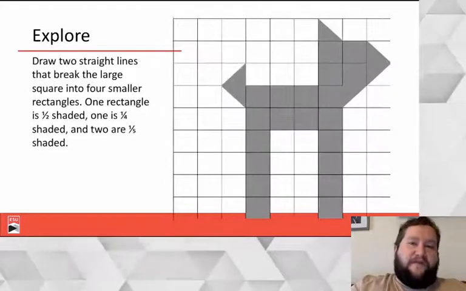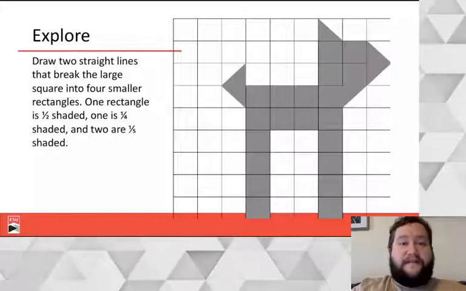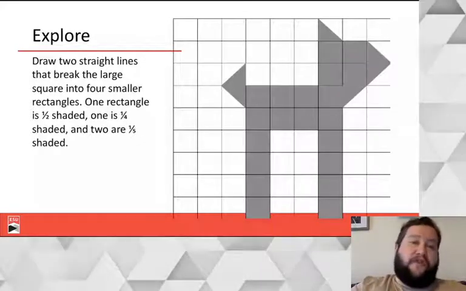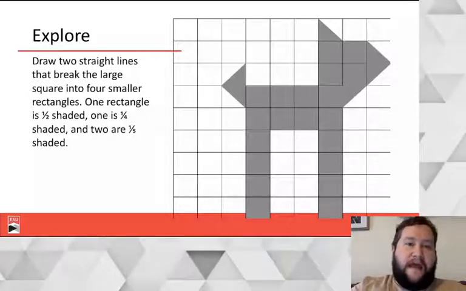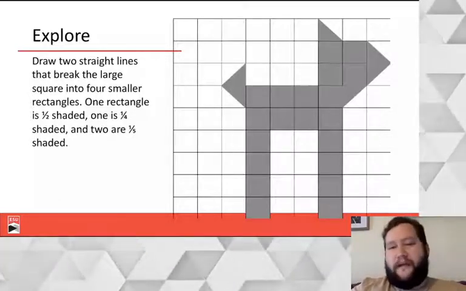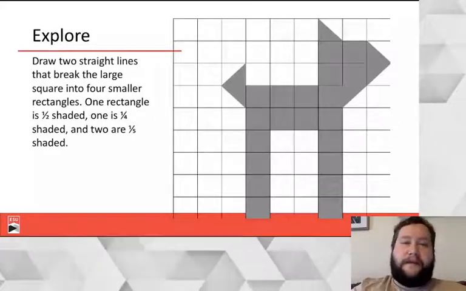And then this one, which looks like a dog perhaps, again has the triangular pieces. But like the first one, we're drawing 2 straight lines. It's going to break this into 4 rectangles. And remember, a square is a rectangle, so one of these shapes could be a square. I don't know if it is, but it could be.